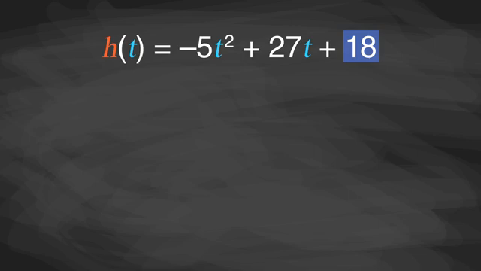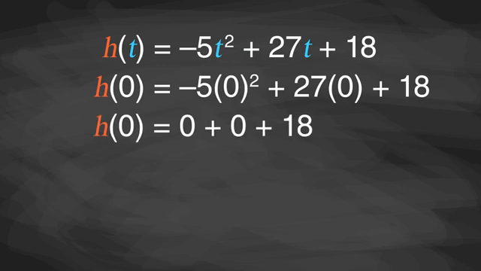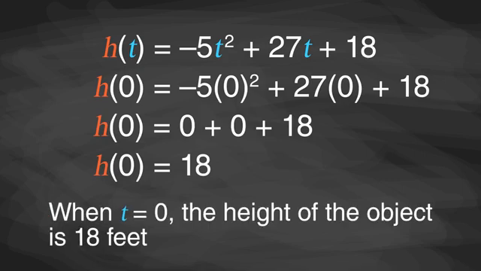To check your answer, you can substitute 0 for every t in the quadratic form, and use the order of operations to simplify. The result is h of 0 is 18.